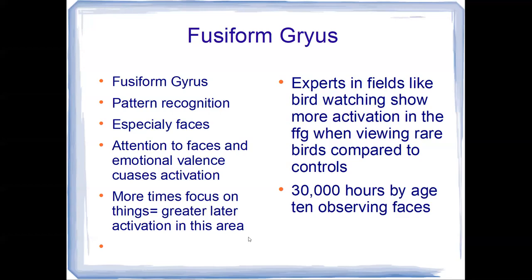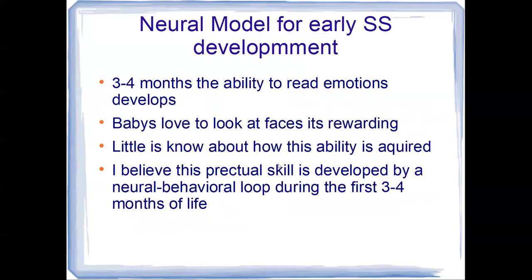And so that's why it's considered a face area, because that's something we attend to more. And this was kind of further proven in a study that showed experts in fields like bird watching. They showed greater activation for rare birds in the fusiform gyrus compared to people who aren't experts and don't look at birds and study birds as much as they did. So I believe that the ability to read emotions and body language on faces starts with a neural reflex loop.